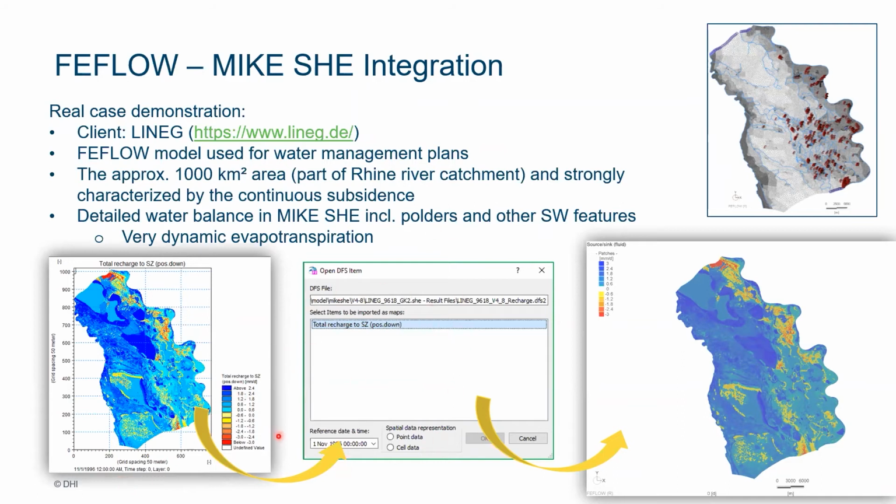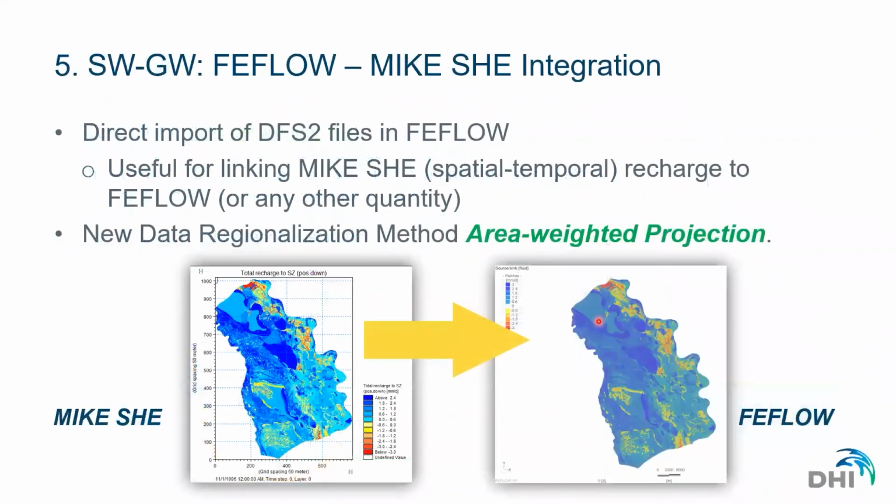This is the interface in FEFLOW. You import your DFS2 file. You have the possibility to nicely set a reference day and time, so we can get rid of some data that we don't need from the MIKE SHE file. You have two ways to import this data. It could be point data or polygonal, or cell data as it is named here. Depending on how you decided the spatial data representation, FEFLOW will offer you some additional regionalization methods. We also implemented area-weighted projection so that we can maintain the total integral of, in this case, the groundwater recharge in the values being assigned in FEFLOW.